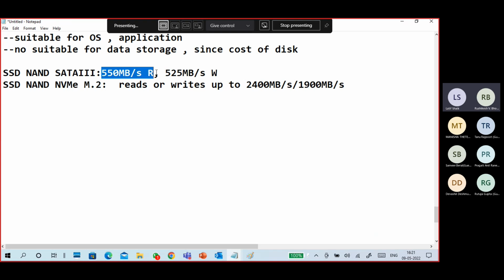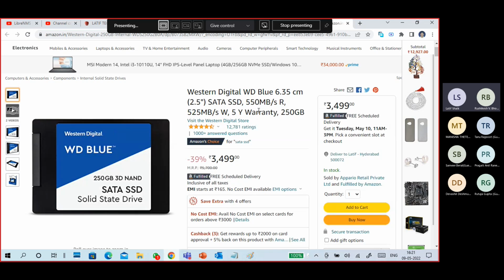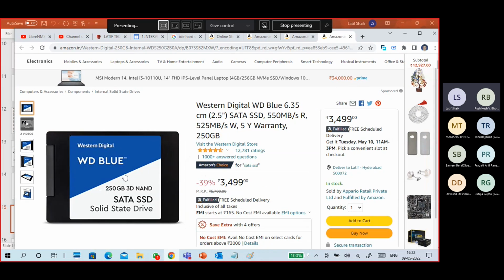Look here, how much read and write speed. This is the read speed, this is the write speed. That much difference is there. Almost 4 to 5 times difference in read and write speed. And it is a cable connector, obviously a third-party connector.